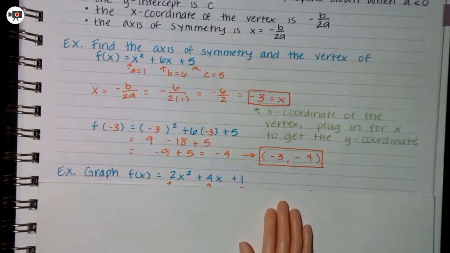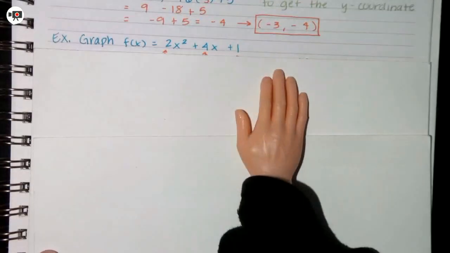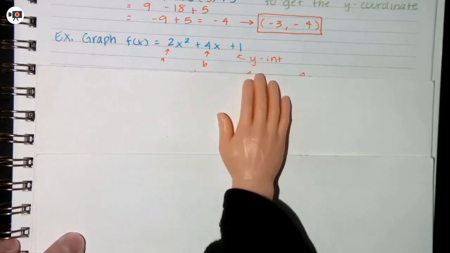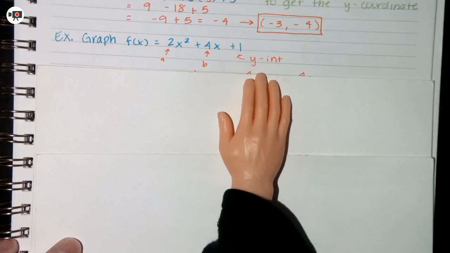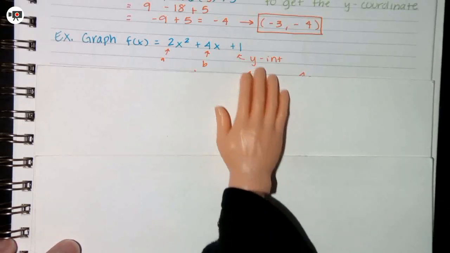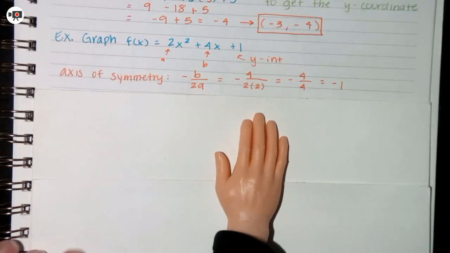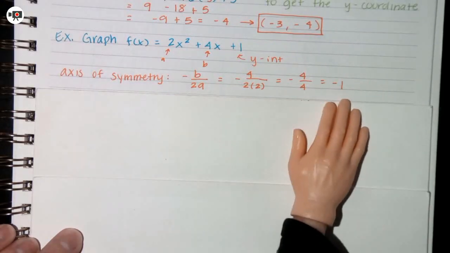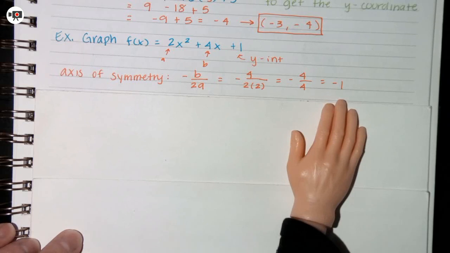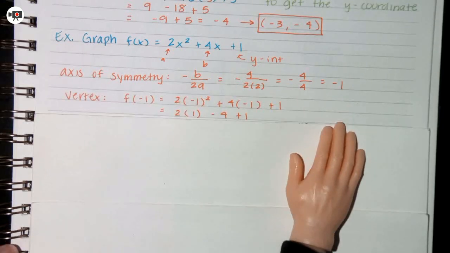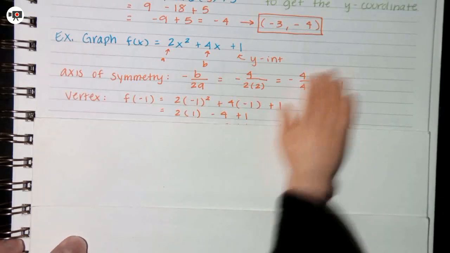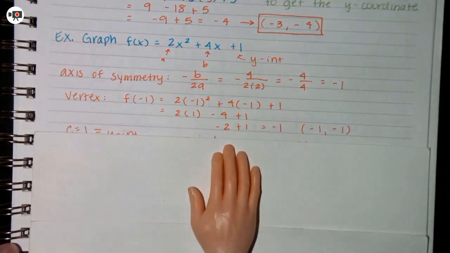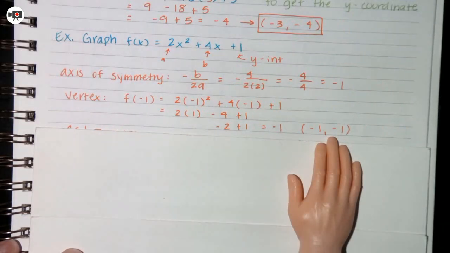Now I'm going to graph this function, 2x squared plus 4x plus 1. So I have a, b, and c. c is the y-intercept, where it crosses the y-axis, and that will be at 1. The axis of symmetry, using negative b over 2a, I find that that is negative 1. That's the line x equals negative 1. And the vertex, using this x value, plug it in to get the y value, and my vertex is at negative 1, negative 1.